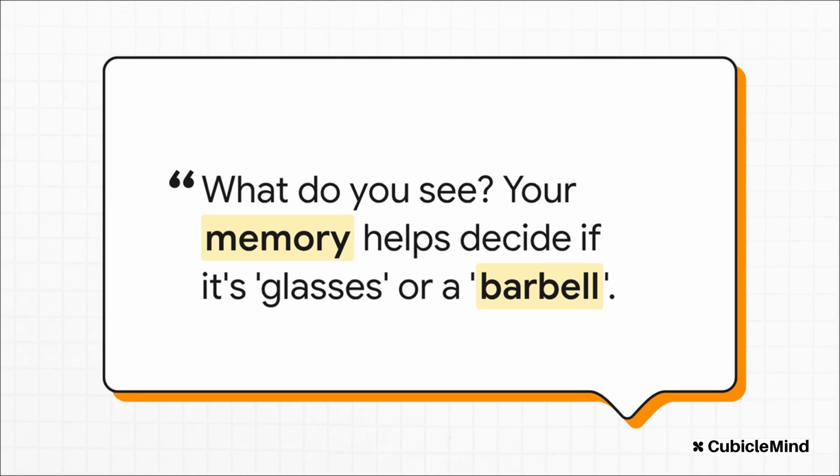And this right here illustrates the point perfectly. Take a look at this ambiguous figure. If I prime you, if I say the word glasses, that's probably what you'll see. But if I say barbell, you'll probably see that instead. It's wild. Your existing knowledge, your mental schemas, literally shape what you perceive in real time.